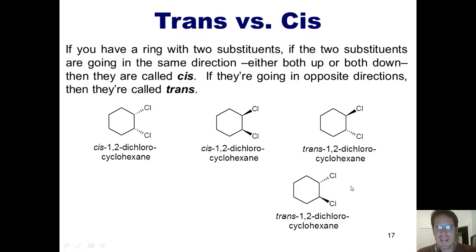Now, one thing that I want to point out is the substituents do not have to be in a 1-2 relationship to each other on the ring. I happen to draw them that way, but these chlorines could be in a 1-3 or a 1-4 relationship, or a 1-3 over here or a 1-2 relationship over here. And if they were, as long as they're pointing in opposite directions, it would still be a trans ring. And if they were pointing in the same direction, it would still be a cis ring.